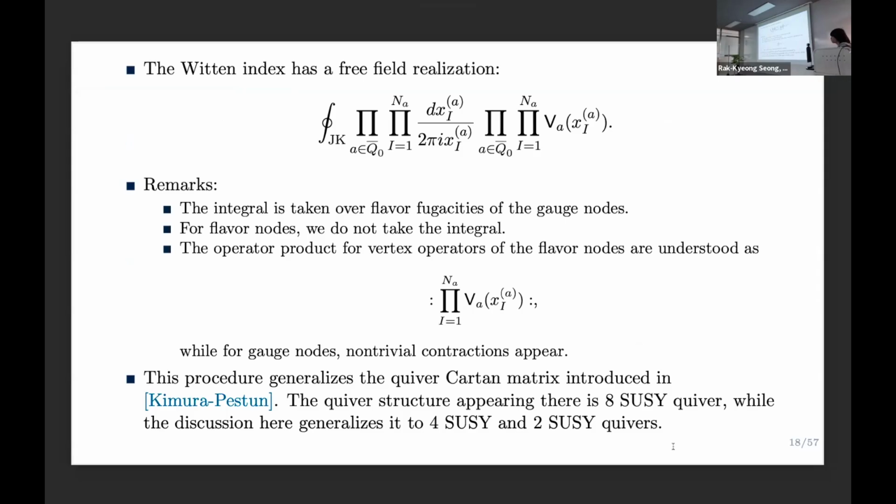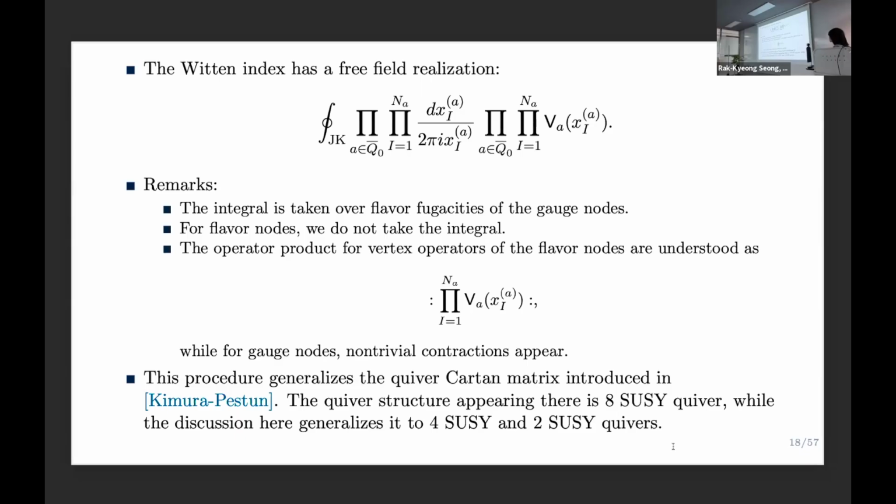Then generally, if you consider unitary groups, the Witten index has a free field realization in this way. And the integral will be taken over the flavor fugacity of the gauge nodes. But for flavor nodes, we don't need to take the integral. And the operator product here, for the flavor nodes where you don't take the integral, will be understood in this way.